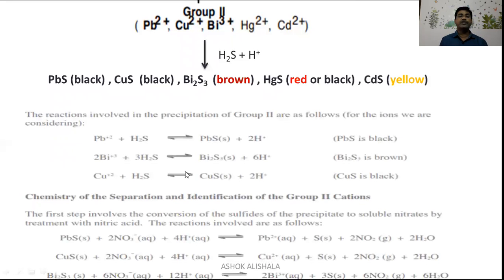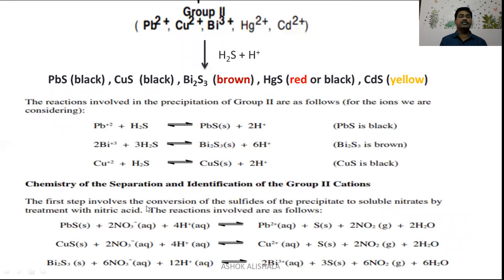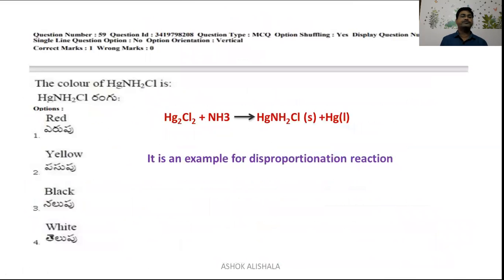Now see, these are the different reactions when dissolved in nitric acid. Pb, bismuth and copper form sulfides, and their colors are mentioned here. And when they are dissolved in nitric acid, they liberate nitrogen dioxide. That's why they are soluble. Whereas mercuric sulfide is not soluble, and is soluble only in aqua regia.